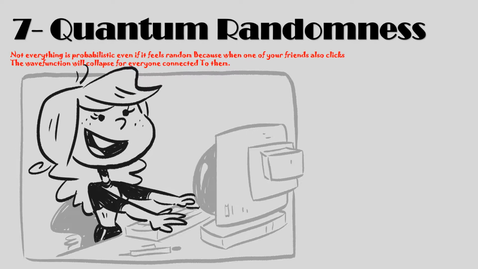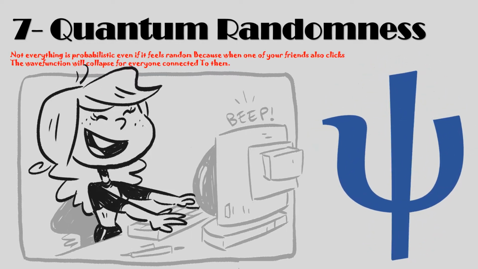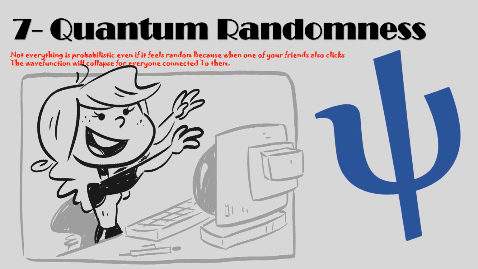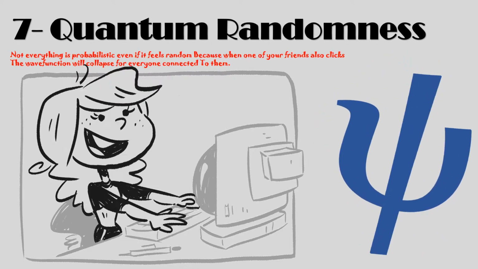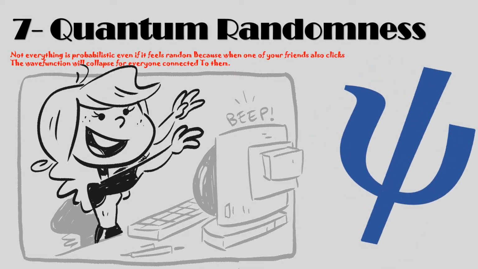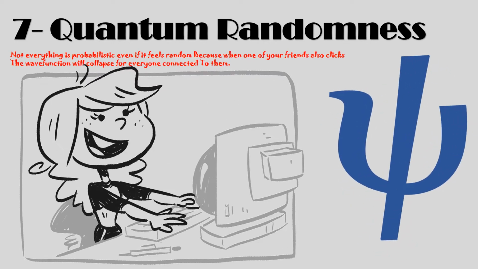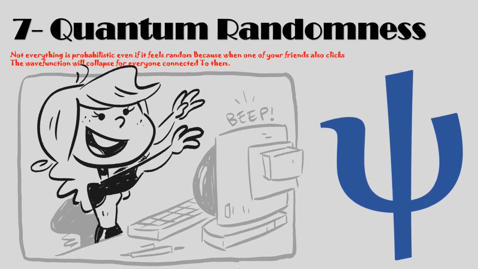And this wave function will not only collapse when you check something on Facebook, it will also collapse when any of your friends clicks on something on Facebook. So, what appears to you as a random event on your Facebook account is actually the wave function collapsing all the time.